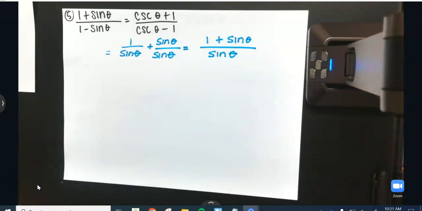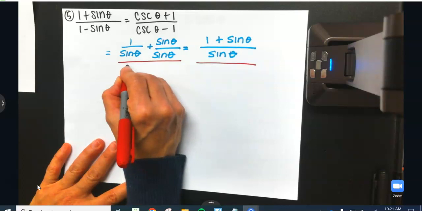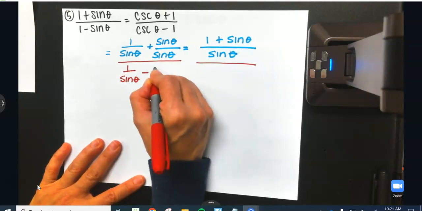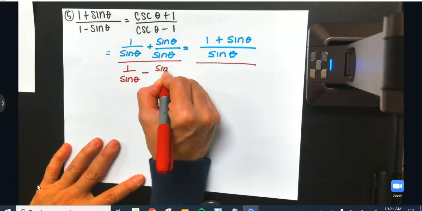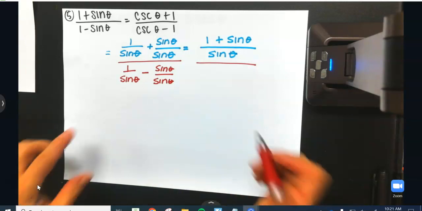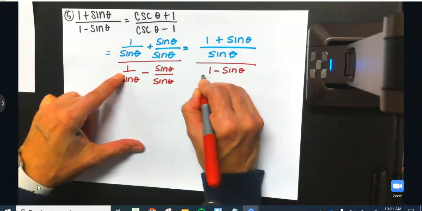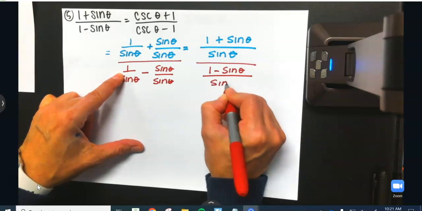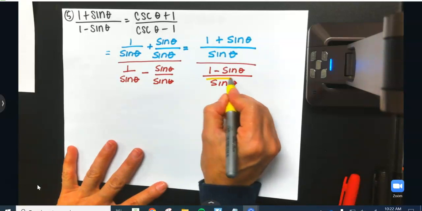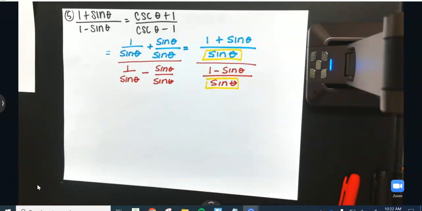All right, for the denominator, cosecant again is 1 over sine theta. I'm going to change that 1 to a sine theta over sine theta. Put it back together. It's going to be 1 minus sine theta over sine theta. There's your complex fraction.